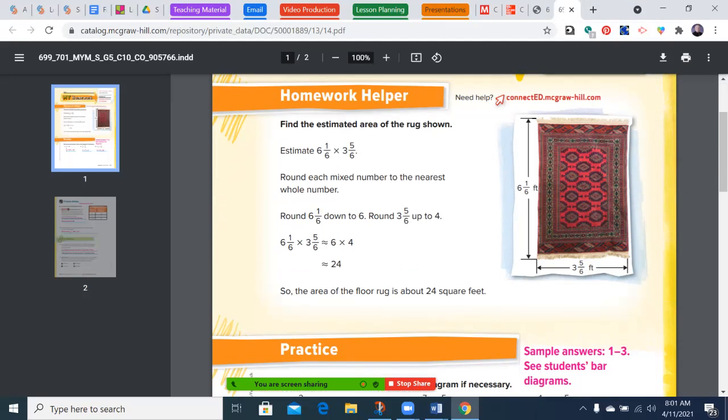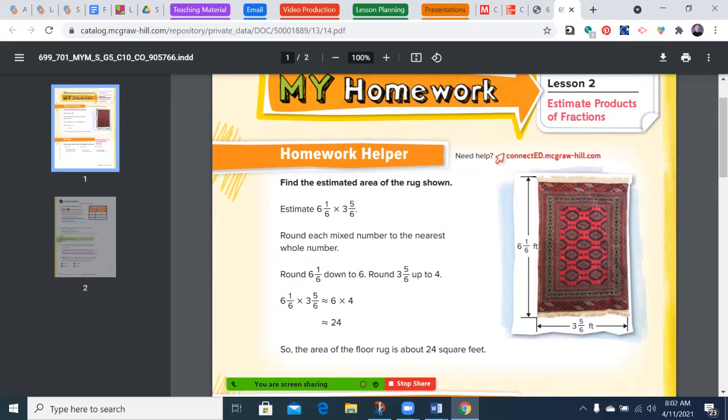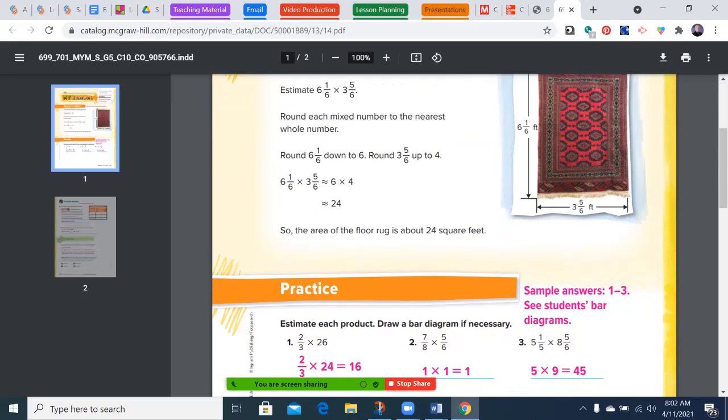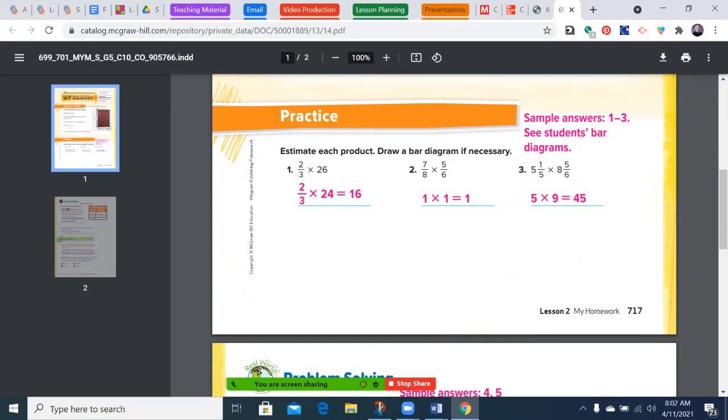Let's begin by looking at our previous session's assignment. In this one, we were estimating the products of fractions, and there were multiple ways to do this. In number one, we found a compatible number to 26 that 3 would go into evenly. They went with 24. You could have gone with 27 as well, as long as you followed the process from there on out. In this case, 27 divided by 3 would have been 9, times 2 would have been 18.